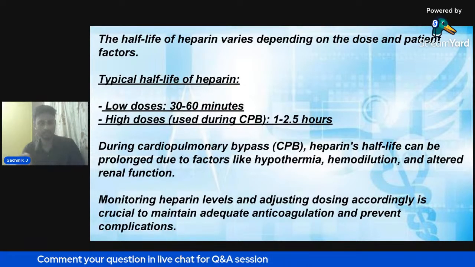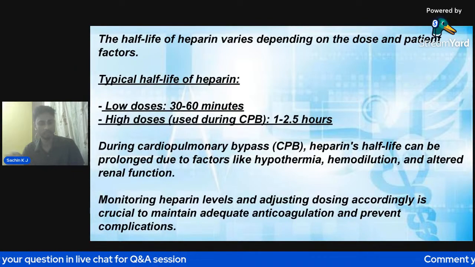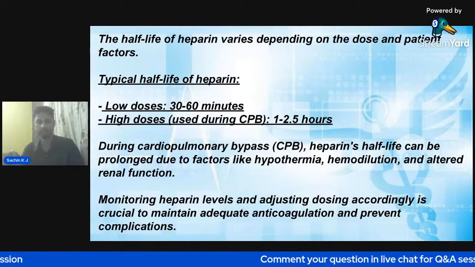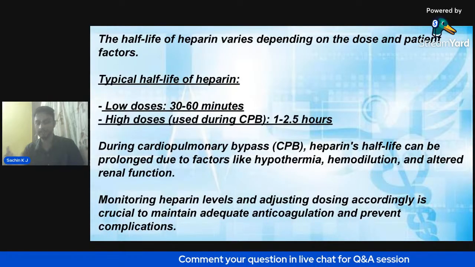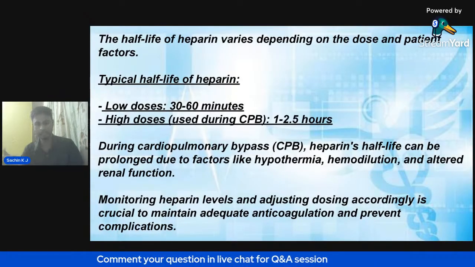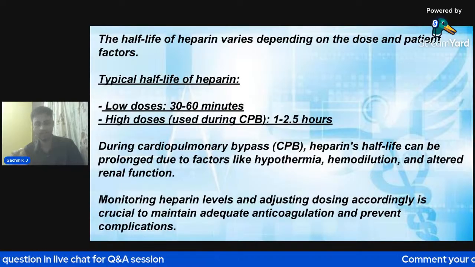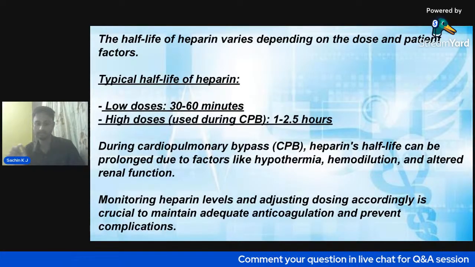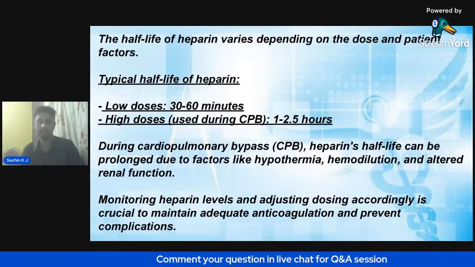If it is high doses we are giving, that means 1 to 2.5. During CPB, heparin half life can be prolonged due to factors like hypothermia, hemodilution, and altered renal function. Monitoring heparin levels and adjusting dosing accordingly is crucial to maintain adequate anticoagulation and to prevent complications.